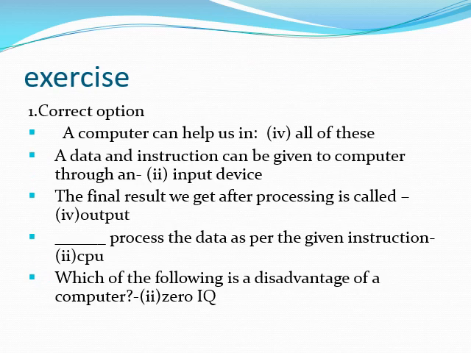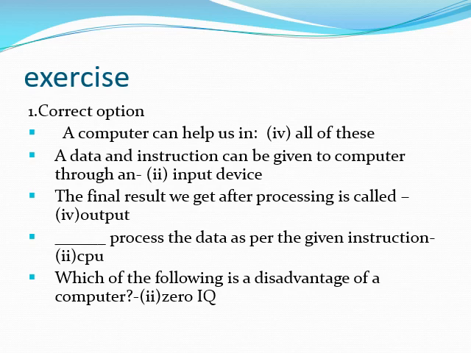Now, exercise question answer. Number 1. Correct option. A computer helps us in: 1. online booking, 2. studying, 3. chatting, 4. all of these. Answer: option 4, all of these.